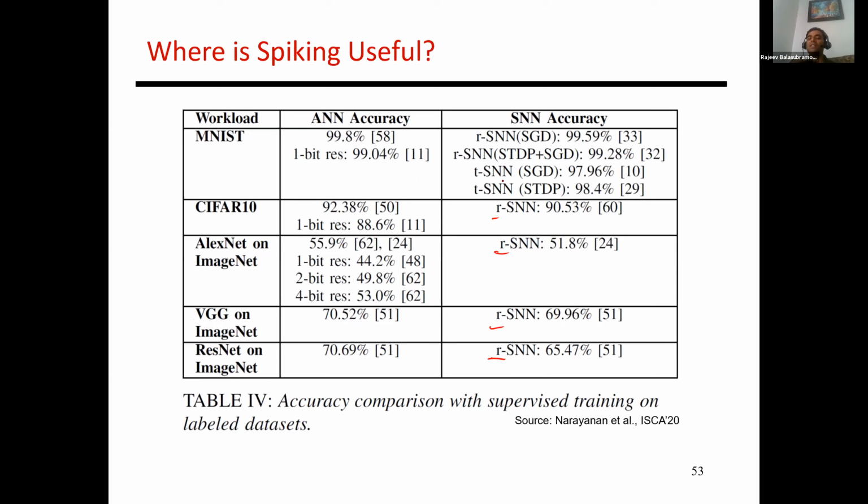The TSNNs have seen less effort, right? So this is the Google paper that I mentioned. And this is from an ISCA 20 paper from my group. A TSNN does pretty good, but it's still behind the state-of-the-art ANNs. Okay, so it tells you that there's more work that needs to happen over here.